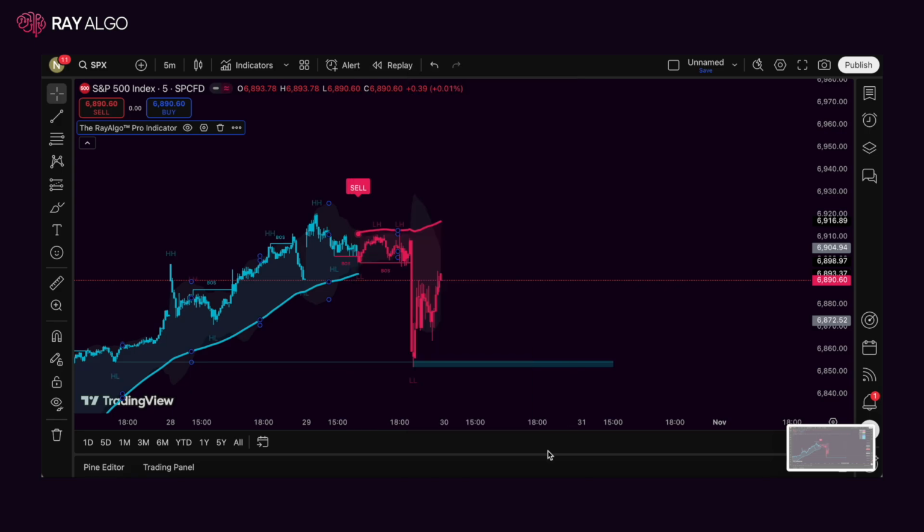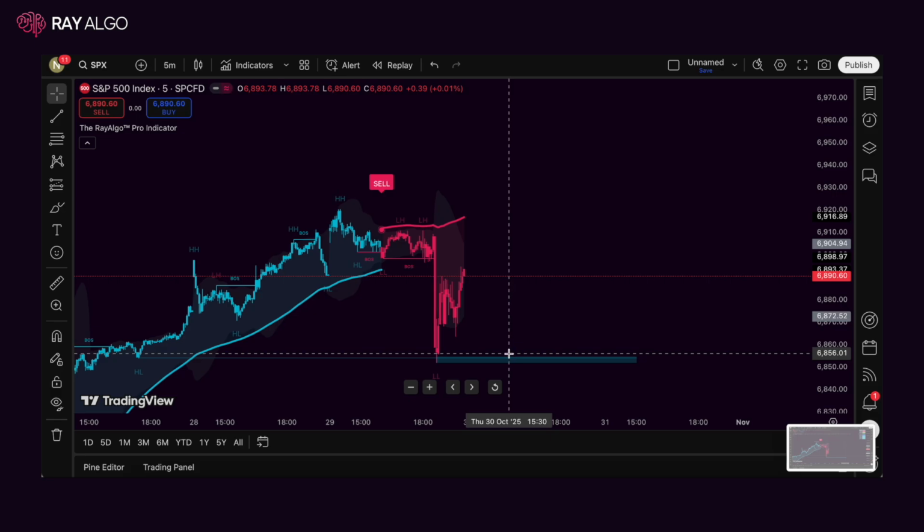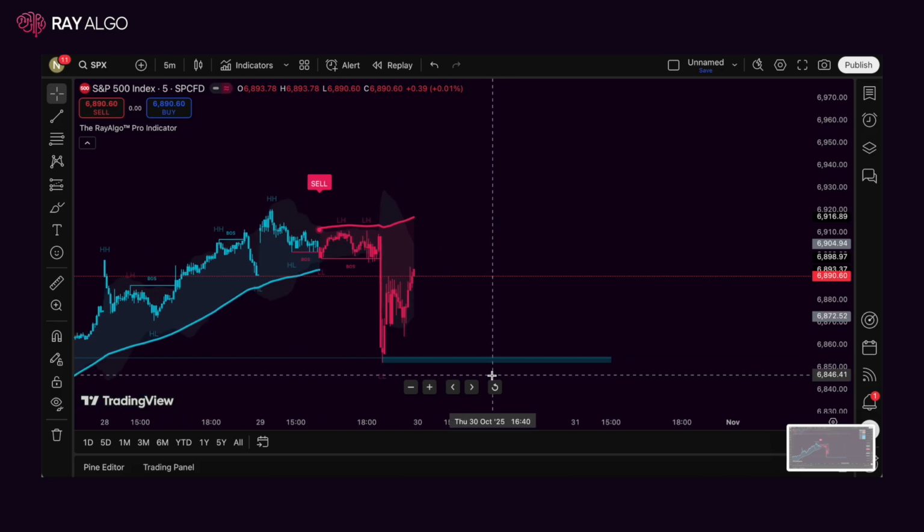These labels are excellent for learning to read market structure. Beginners may find them helpful, while more experienced traders might prefer to turn them off for a cleaner chart.